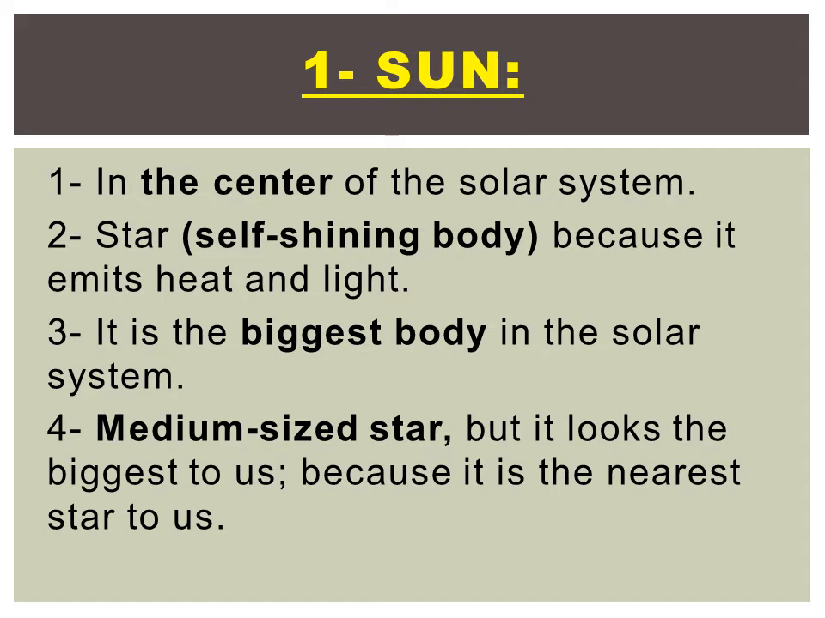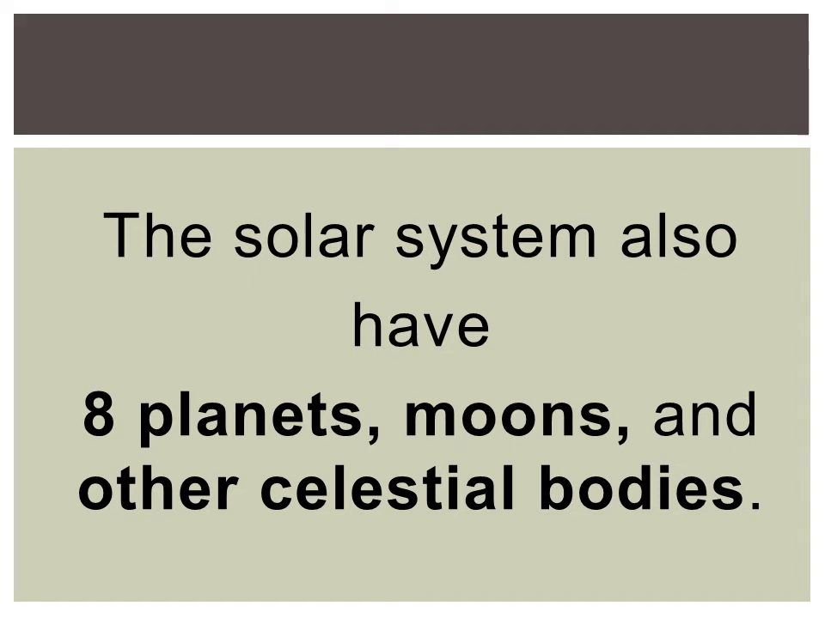Okay, what do you think about the solar system? Does it only have the sun? The question might be incomplete. The solar system also has what besides the sun? Don't forget the sun: eight planets, moons, and other celestial bodies. Okay, eight planets we will talk about in the next session, and I know you know it from primary 3.